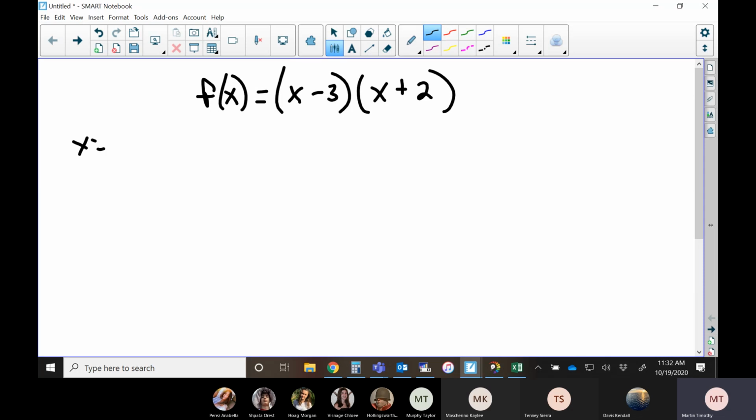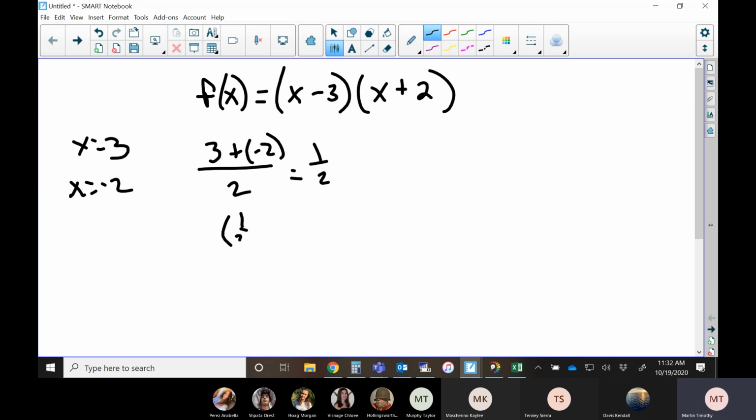So x equals 3, x equals -2. Those are my two X-intercepts. I'm going to then take those two numbers together, add them and divide by 2, and I get 1/2. I then have to plug those in, and I have to use fraction work. 1/2, and we just need to get used to it. -3 times 1/2. Notice how I'm plugging in using parentheses. I know it seems silly, but it makes a big difference, right?